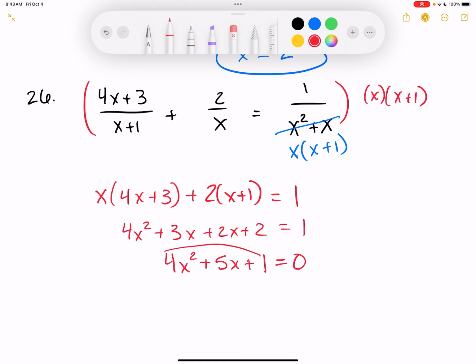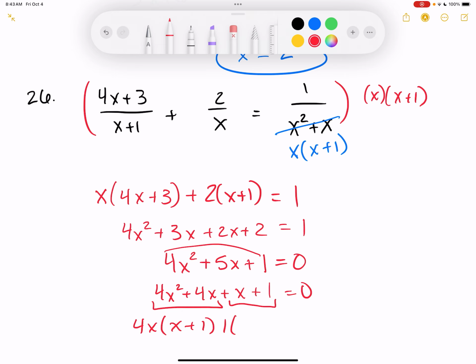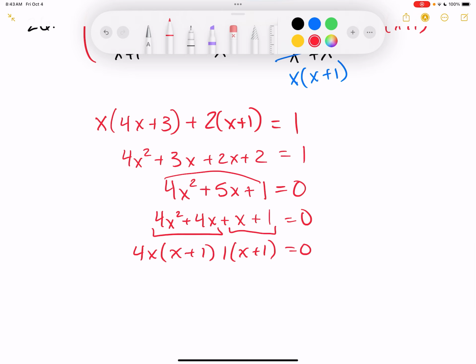So factors of 4 that add up to 5 are 4 and 1. So I'm going to have 4x squared plus 4x plus x plus 1. Factor by grouping. Take out a 4x and I'm left with x plus 1. Over here, take out a 1. I'm left with x plus 1. So then these are the same. So I've got 4x plus 1 times x plus 1 equals 0.